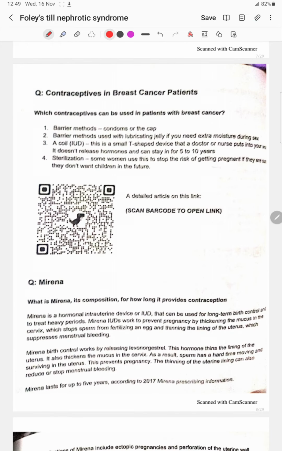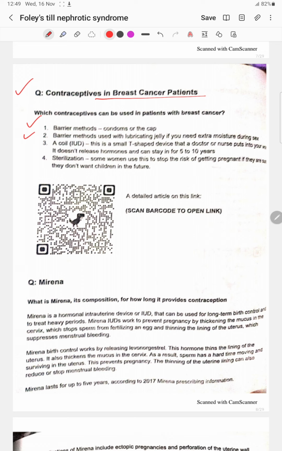Contraceptive. The most important topic is contraceptives in breast cancer patients. Which contraceptives can be used in patients with breast cancer? It is the barrier method, condom or the cap, which is the best. The barrier method is usually used with lubricating jelly if you need extra moisture during sex.